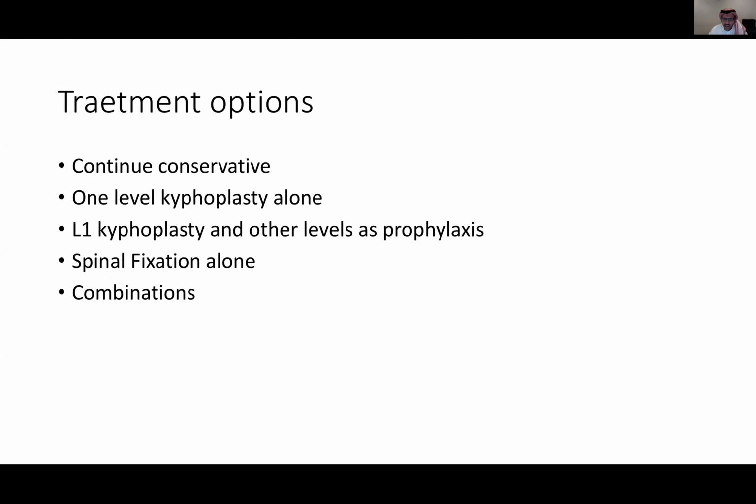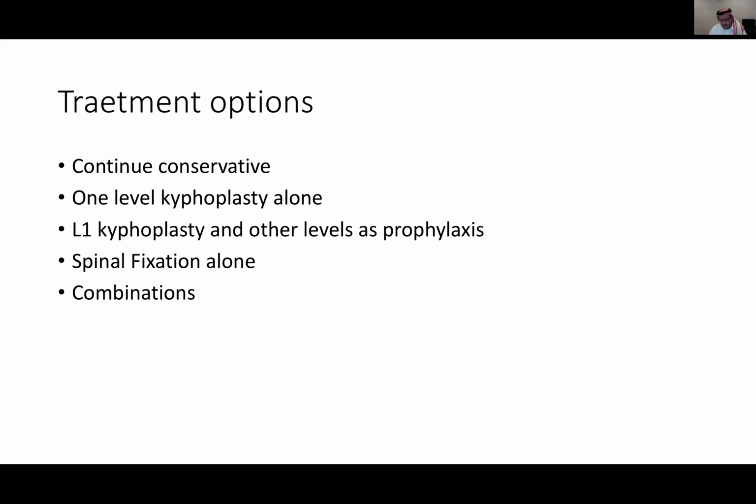And if you leave such a patient, they might fracture more. That retropulsion may go and cause a spinal canal problem. She may become worse, or she may have another fracture in the near future. So we take this out. So what about doing a kyphoplasty, 1 level?